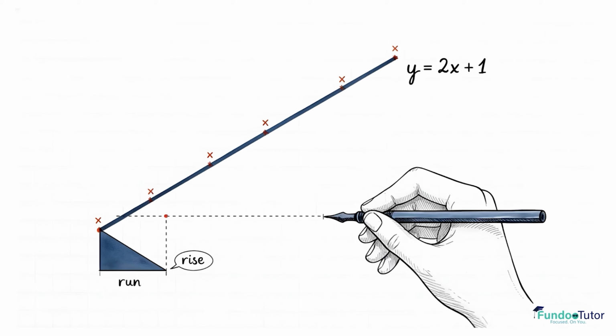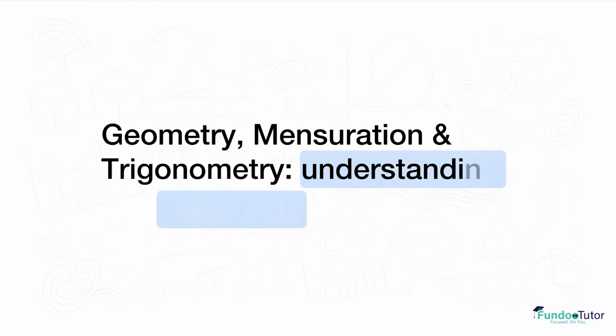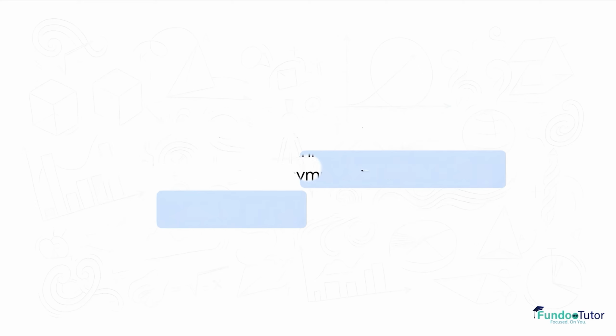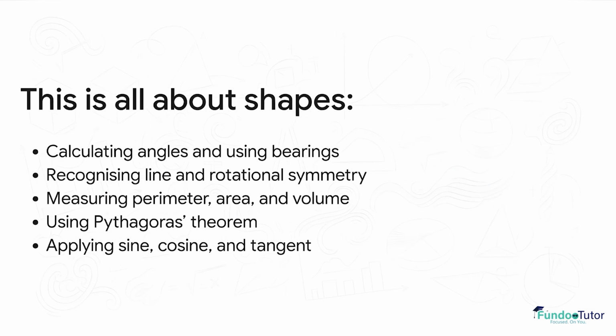It's a simple concept, but wow, is it powerful. Next up, we've got a big trio: geometry, mensuration, and trigonometry. These three topics are all about one thing: understanding the properties of shapes and figuring out how to measure them. Basically, these are the tools you use to describe and measure the world around you. Man, the practical skills you'll pick up here are just huge.